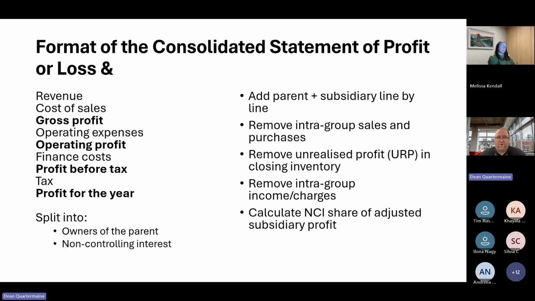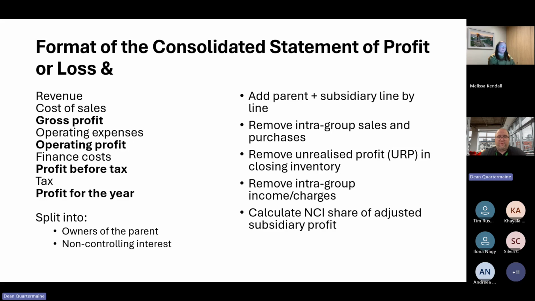Then we're going to remove all the intergroup sales and purchases. So if there's any so-called intercompany transactions or intergroup transactions, we are going to remove the effects of that. Because we're looking at one combined economic entity, we don't need to know that they sold that to them and they purchased that from them. Let's get rid of all of those transactions, strip them all out.